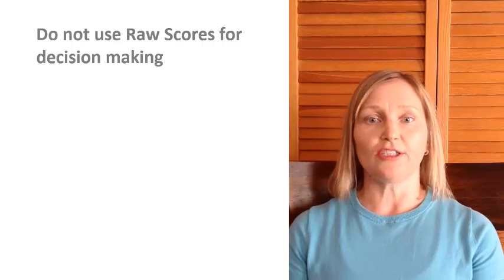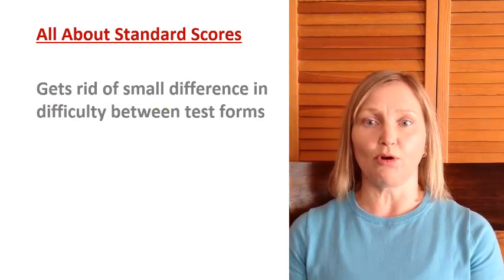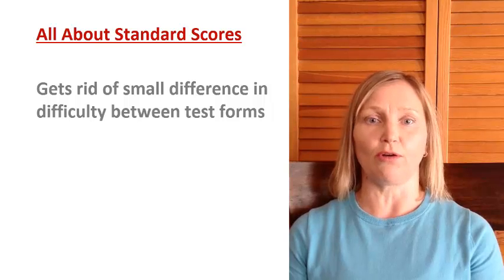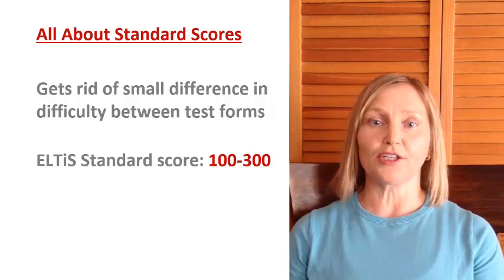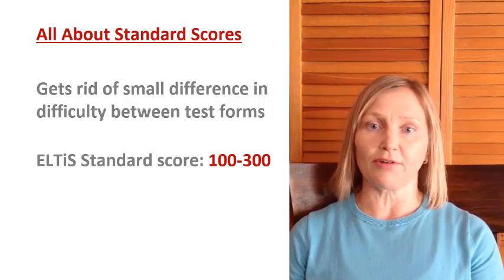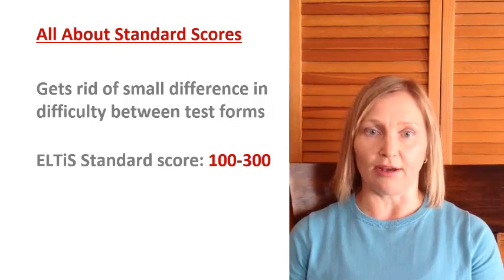Raw scores need to be converted into standard scores because this helps get rid of small differences in difficulty between alternate test forms. The ELTIS standard score is a 3-digit number that ranges between a theoretical minimum of 100 and a theoretical maximum of 300.